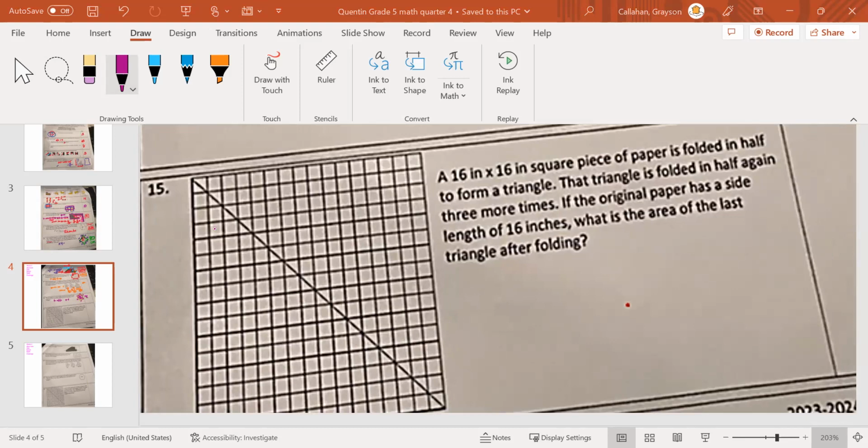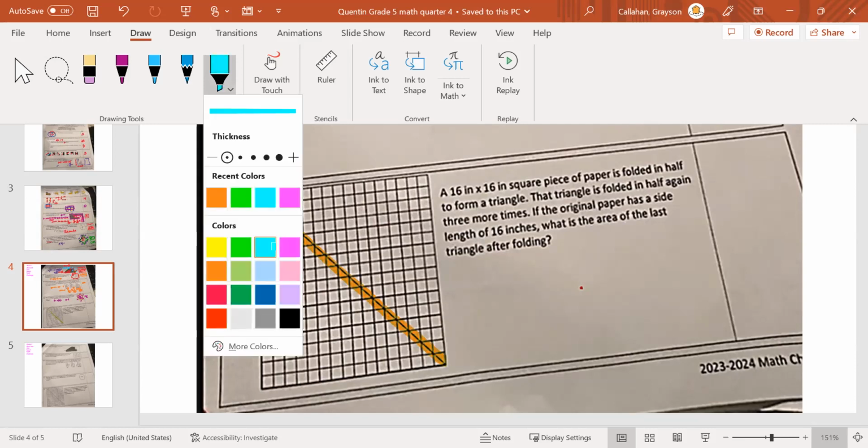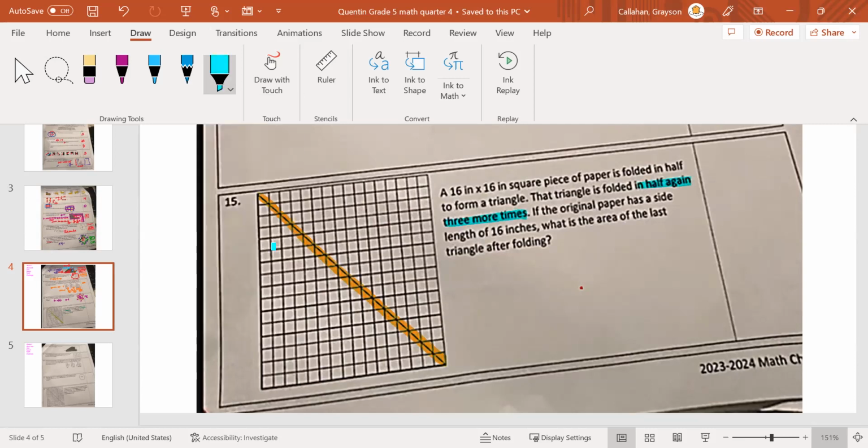A 16 by 16 square, 8 squared, is folded in half to form a triangle. The triangle is folded in half again 3 more times. If the paper has a side length of 16 inches, what is the area of the last triangle? Okay. So this is folded in half. So this is the first fold, right? And then it's folded in half again 3 more times. So 3 more times, so it's gonna fold in half again.